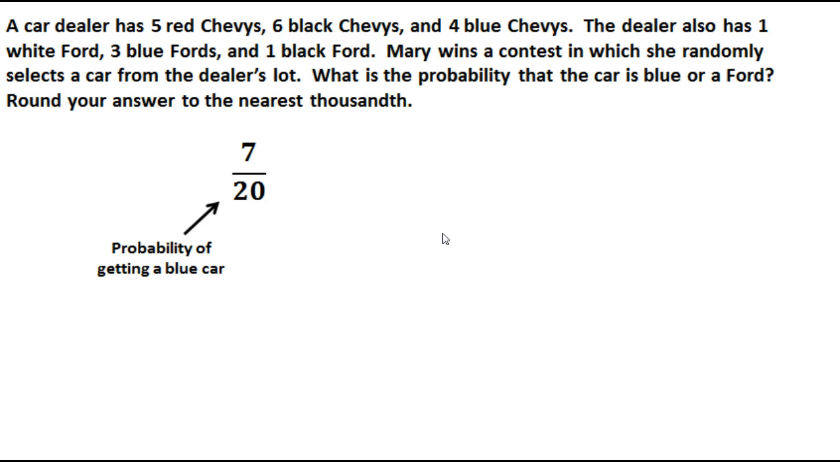Okay, now that we've calculated that, we want to find the probability that Mary's going to select a Ford. So the probability of getting a Ford, we can add up the Fords here: we have 1 white, 3 blue, that's 4, plus 1 more black, that's 5. So 5 divided by 20.